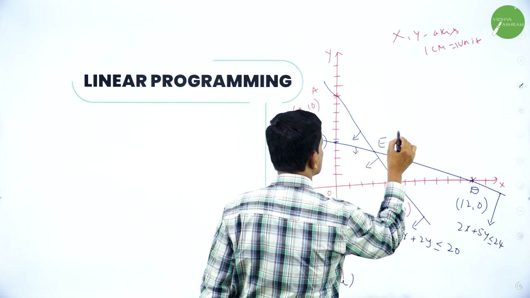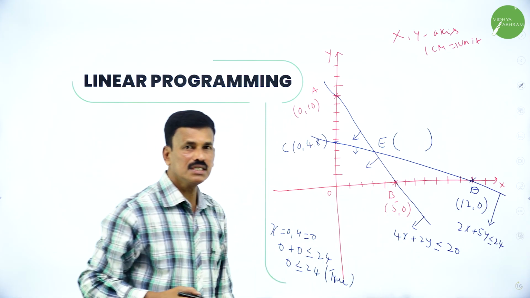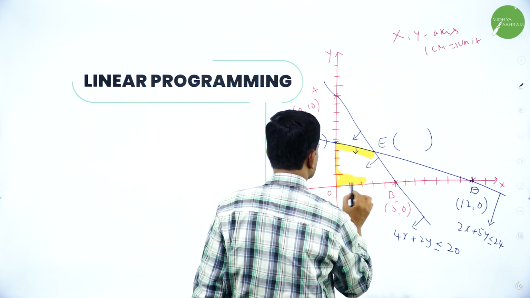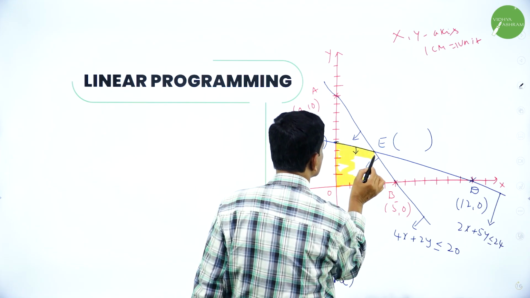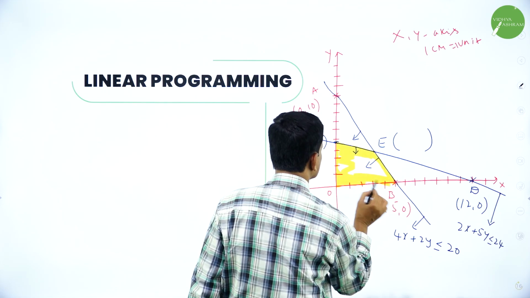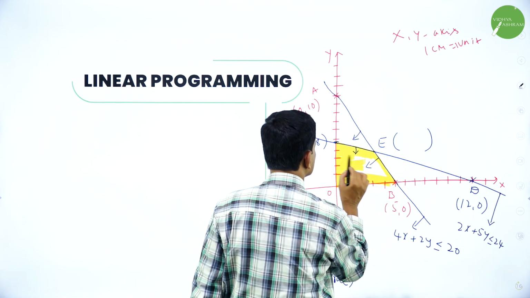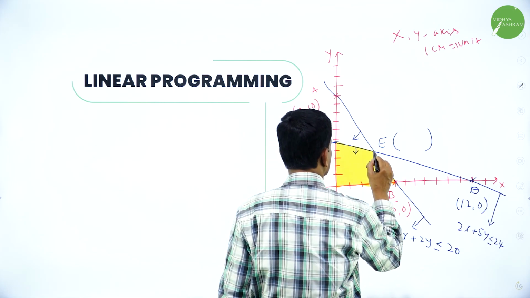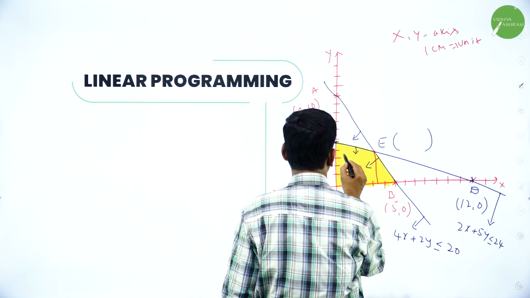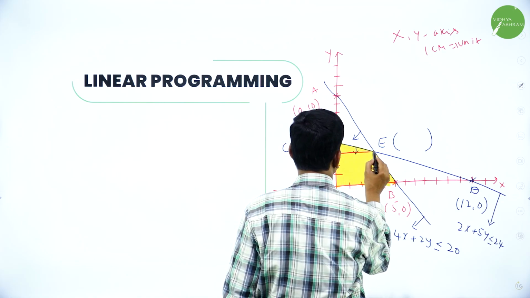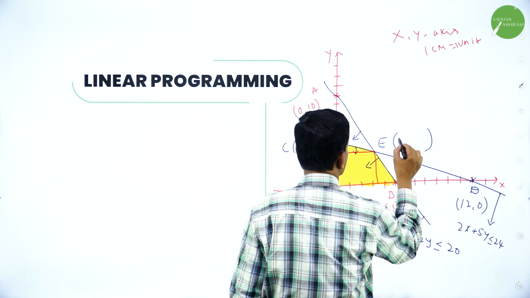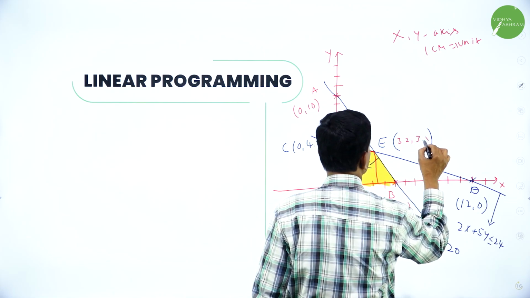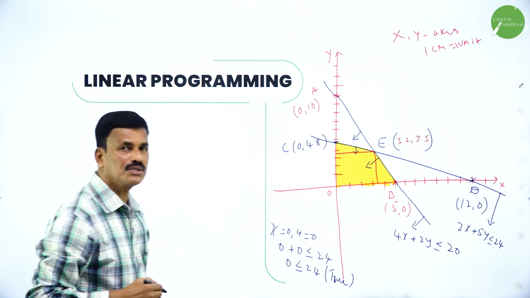So, this point is considered as E. What is E here? So, if you solve this, definitely you will get 3.2, 3.5. So, E is equal to (3.2, 3.5).